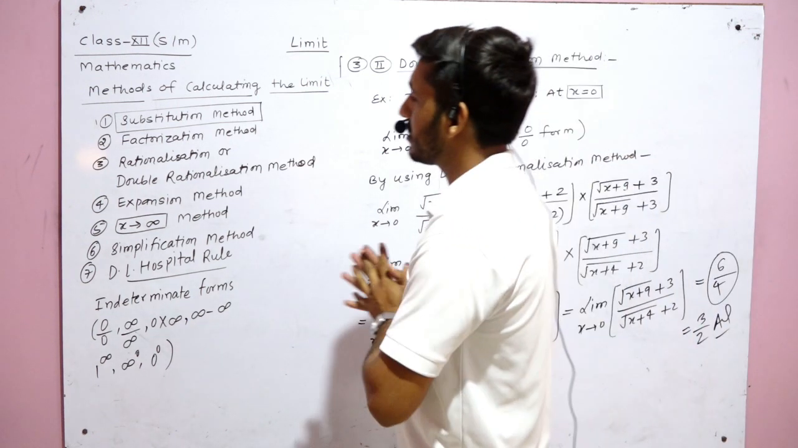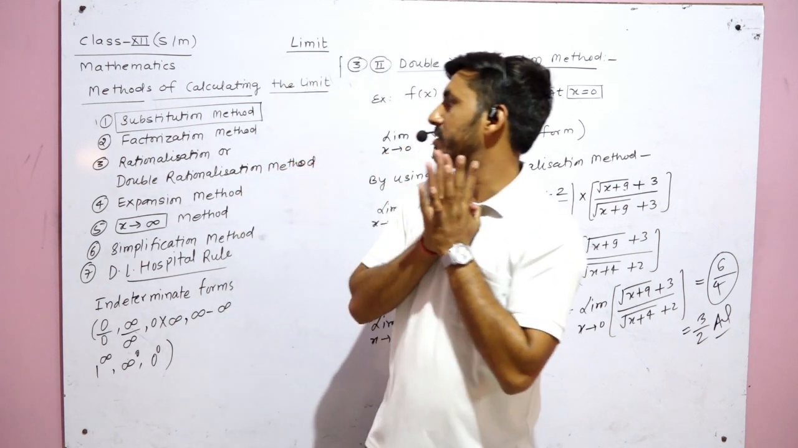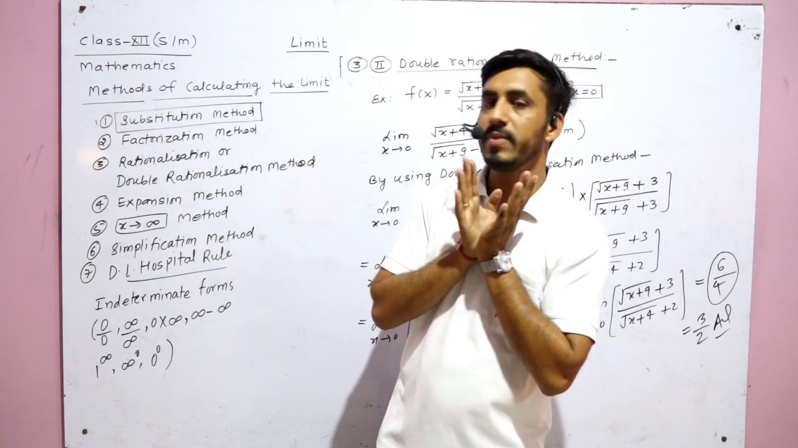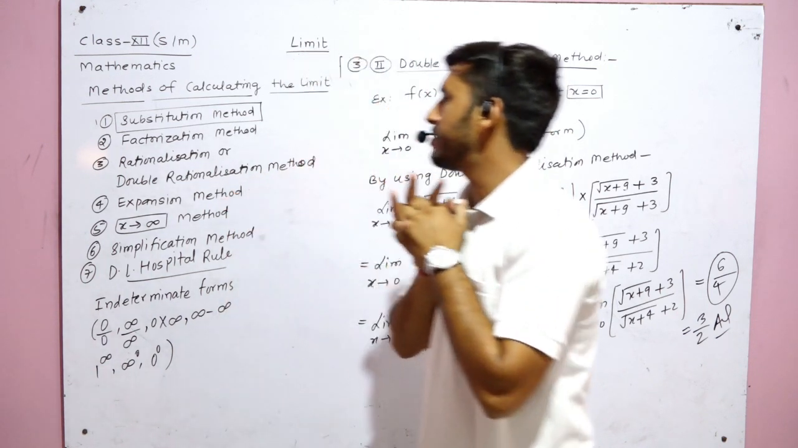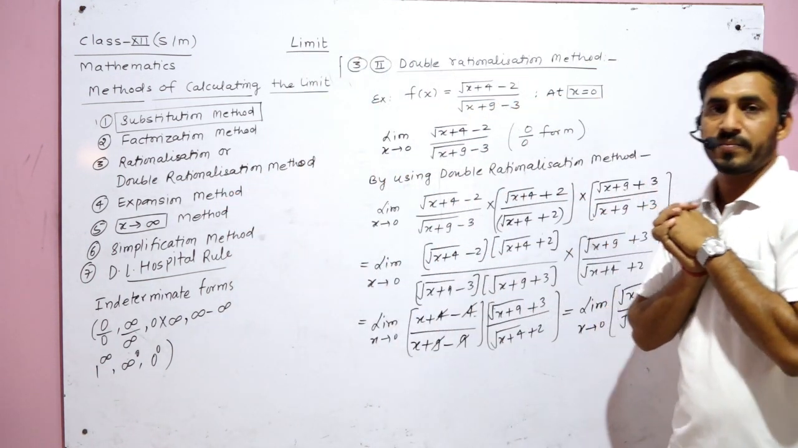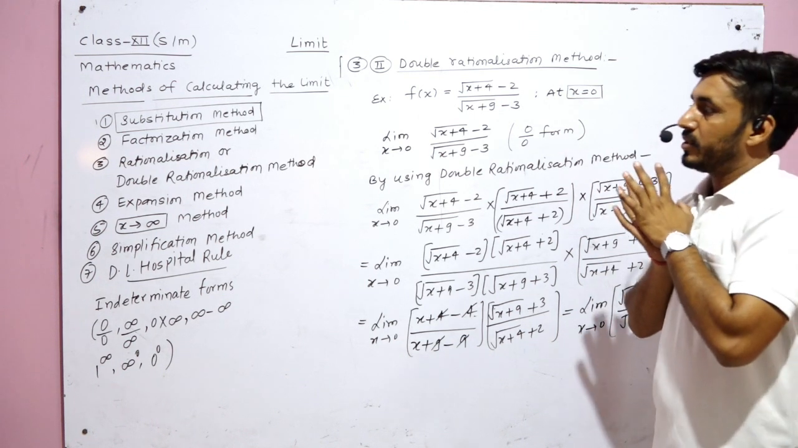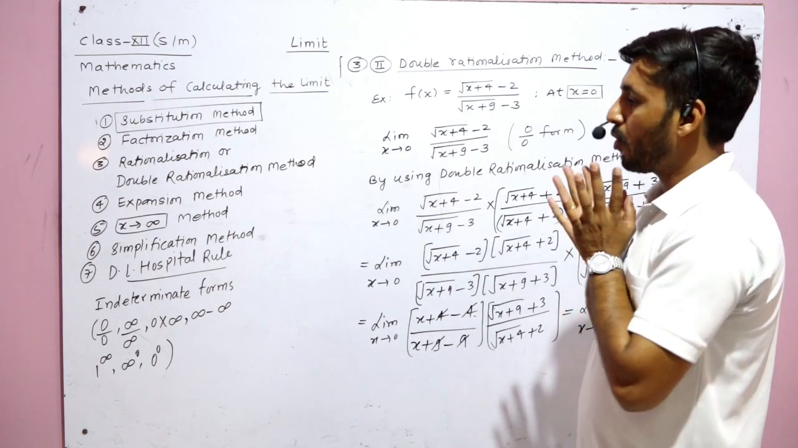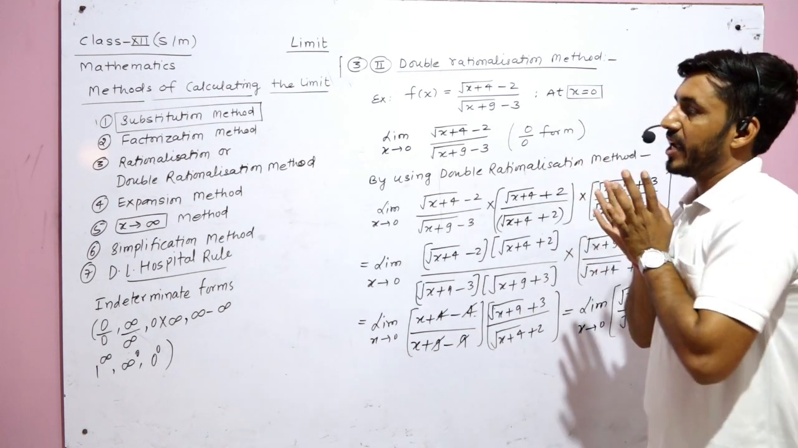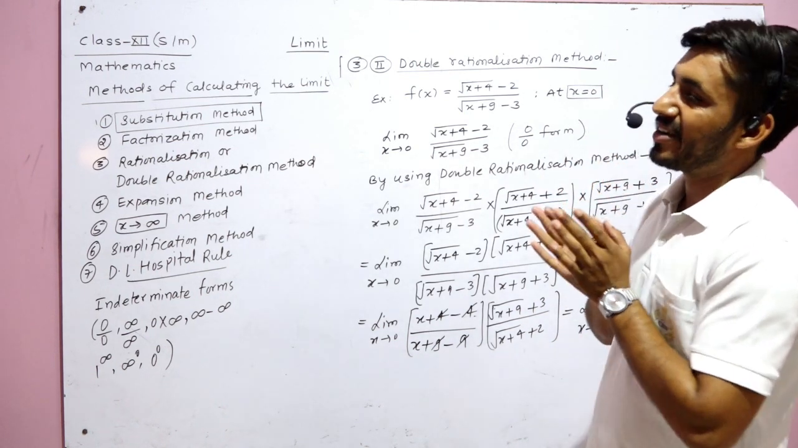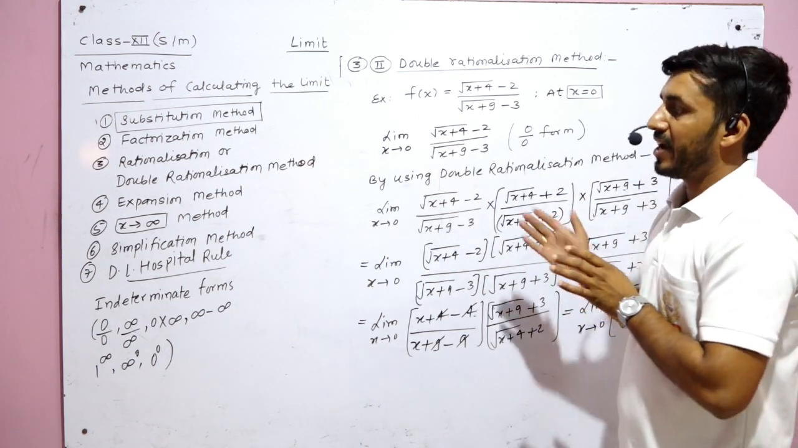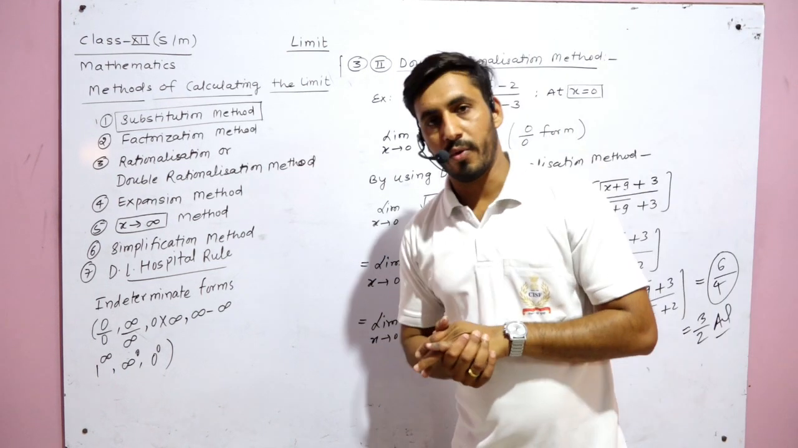Today we have discussed 3 methods. First one is the substitution method, second one is the factorization method, third one is the rationalization or double rationalization method. First of all, you have to study it at your home. Okay, if you have any doubt, you can ask in the comment box. Okay, and the next method we will discuss tomorrow. Thank you.